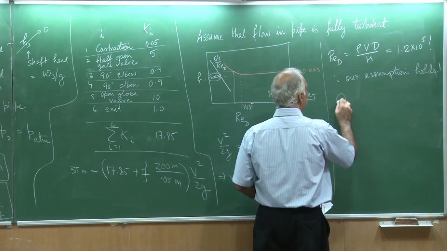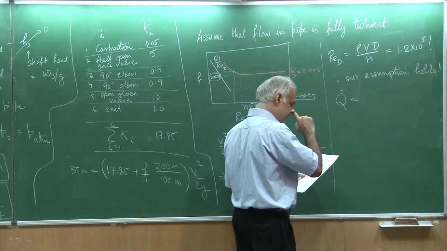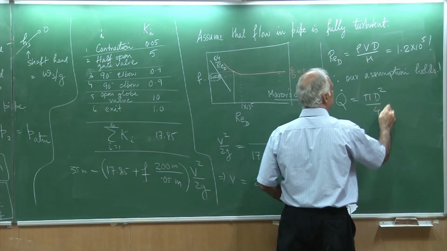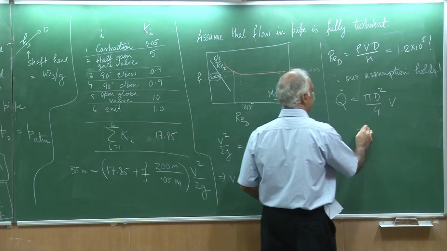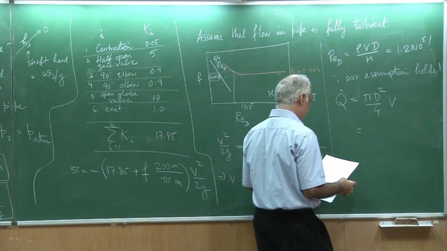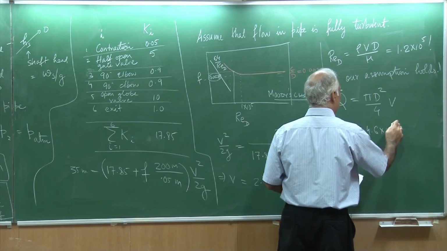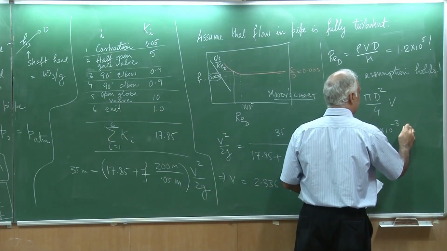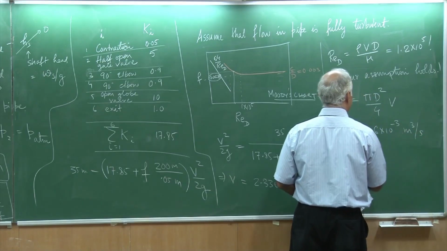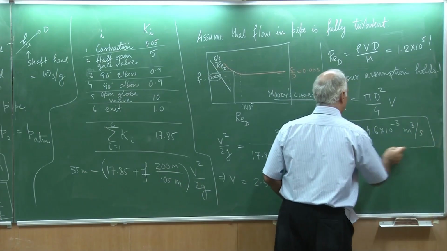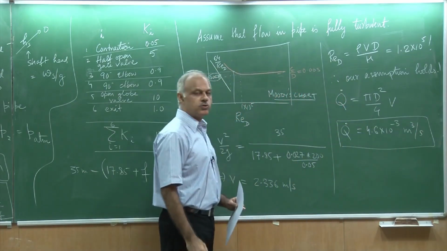How about the q dot? The q dot is pi d square by 4 times the v, and this turns out to be 4.6 into 10 to the minus 3 meter cube per second. So, that is the flow rate through the pipe.